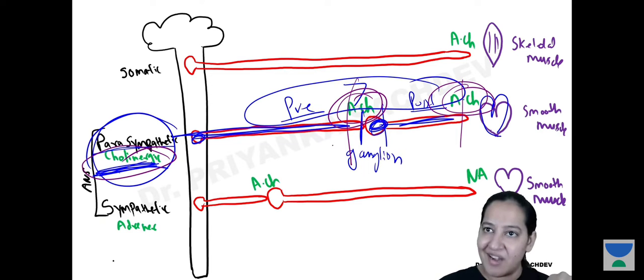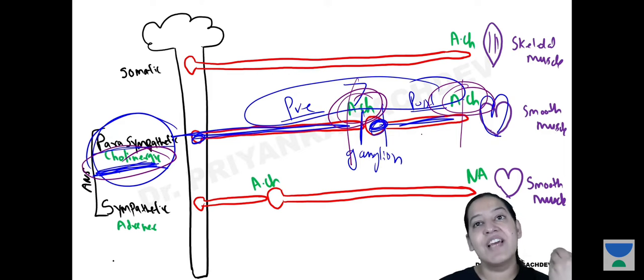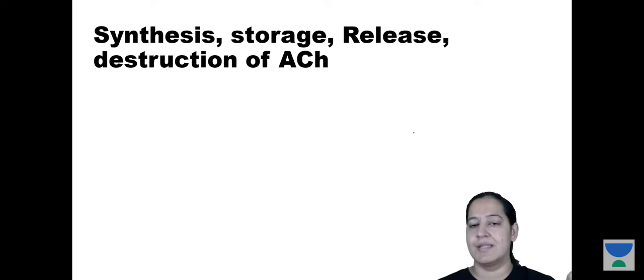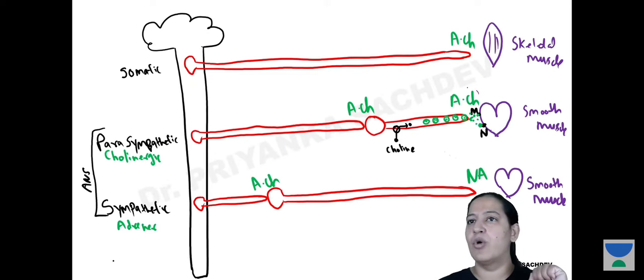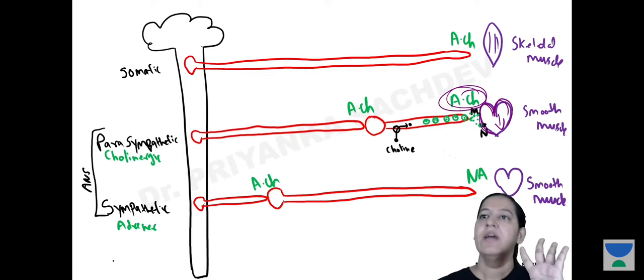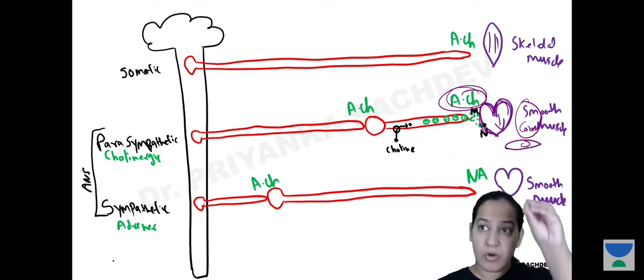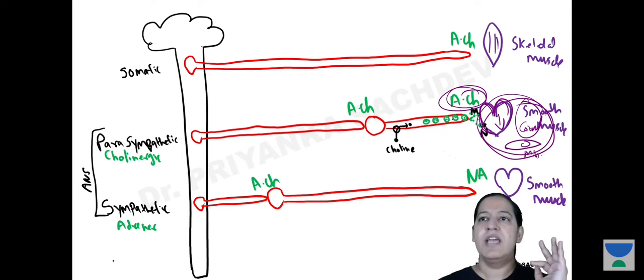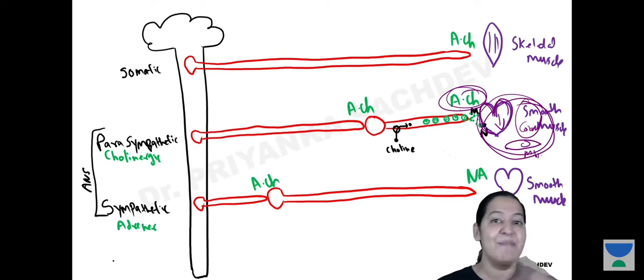So before starting the classification, you should know everything about acetylcholine. Let me tell you in short how acetylcholine is synthesized. As I have told you, here acetylcholine is secreted and it will go to the organ and do the necessary action. If it is heart, it will decrease the heart rate. If it is lung, it will constrict the lung. If it is eye, it will constrict the pupil, it will do miosis. Whatever organ it is, acetylcholine will do that action depending on the organ.